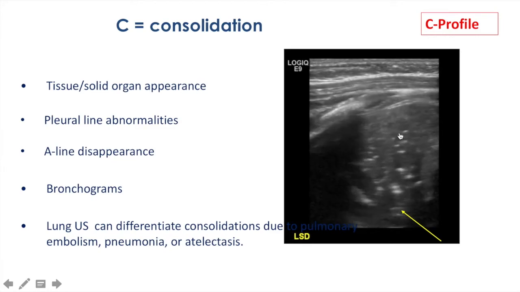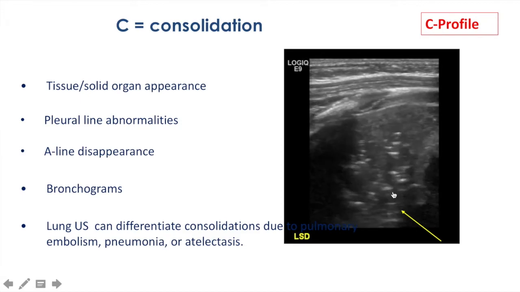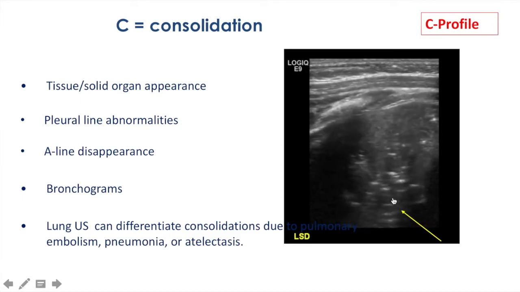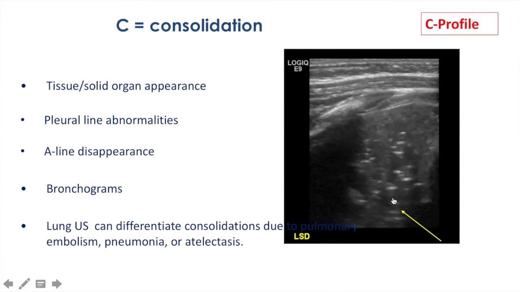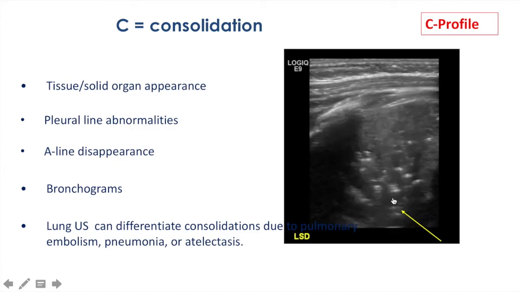You see this point is not moving, the air is trapped, it's a static bronchogram. Here the air is moving up and down. This is what we call dynamic bronchogram. Lung ultrasound can differentiate consolidations due to embolism, pneumonia, or atelectasis.